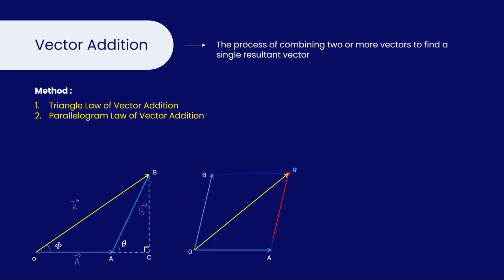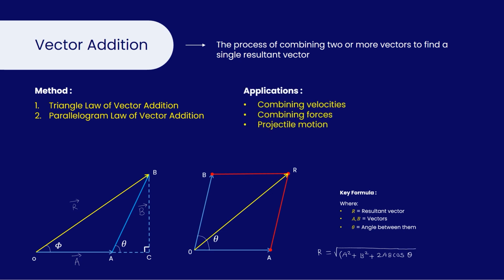If two vectors A and B make an angle theta between them, the resultant magnitude is R equal to square root of A square plus B square plus twice of AB cos theta. This method is used in adding forces, velocities and displacements.